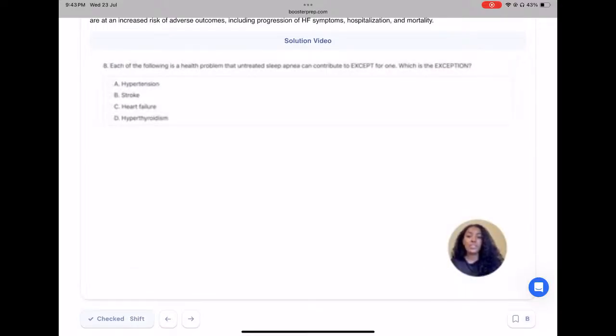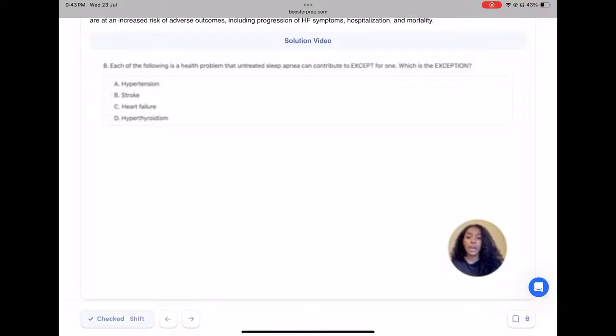Question 8 reads, each of the following is a health problem that untreated sleep apnea can contribute to except for one. Which is the exception? So, sleep apnea is a serious sleep disorder where there are recurrent, complete and partial upper airway obstructive events during sleep. Basically, a patient's breathing repeatedly stops and starts during their sleep.